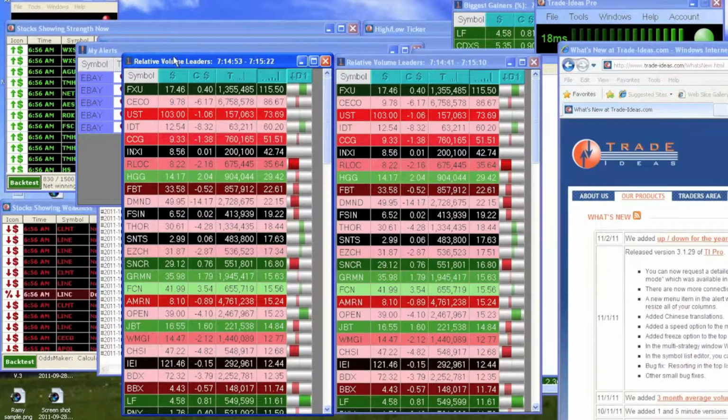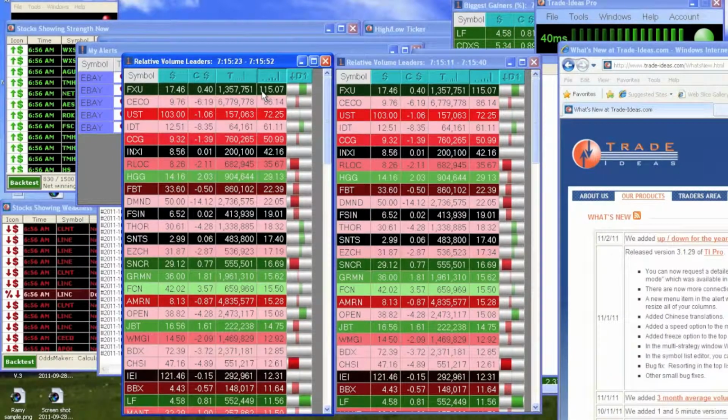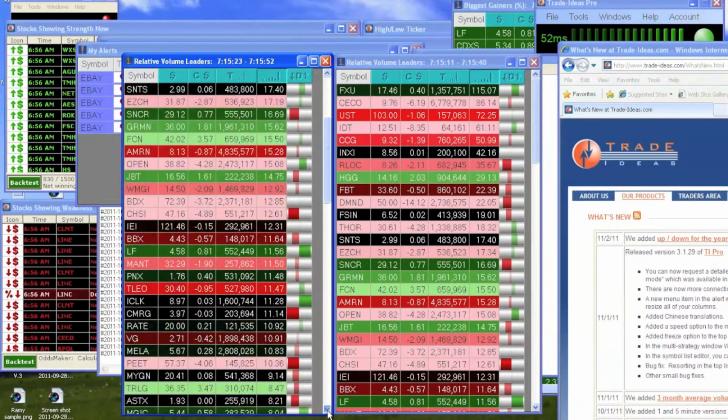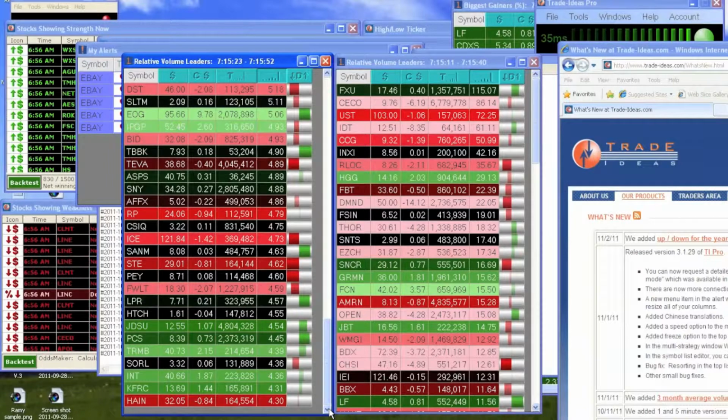So, our server's watching every stock on a whole lot of markets. And it found me the ones with the highest relative volume. So this stock is trading at 115 times as much volume as normal. That's not a percent. That's 115 times as much activity as normal. And when you scroll down, you see some that aren't quite as crazy. 10 times normal, 4 times normal.